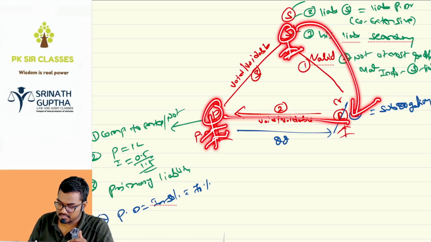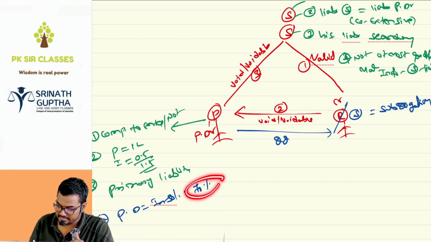How much did he give actually? 1 lakh. How much is the receiver giving? 70. So the remaining 30, who has to pay?